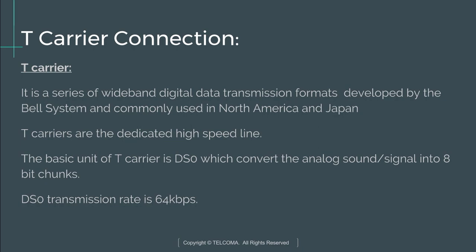These T carriers are dedicated high-speed lines, and the basic unit of the T carrier is DS0, that is digital signal 0. DS0 converts analog sound or analog signals into 8-bit chunks, or 8-bit data streams. The speed of DS0 is 64 kbps.